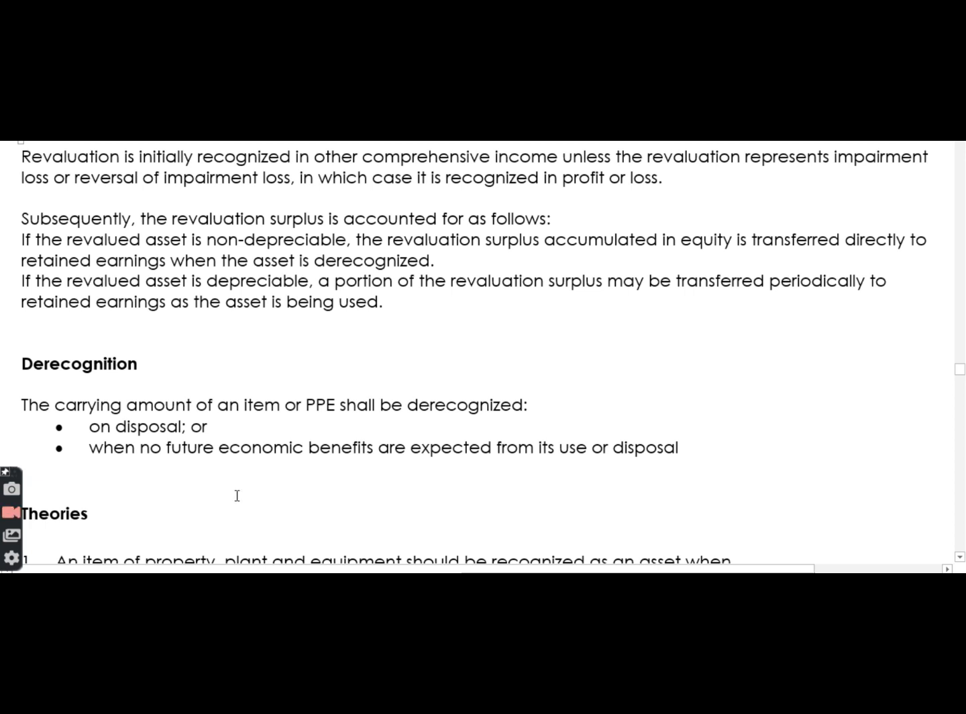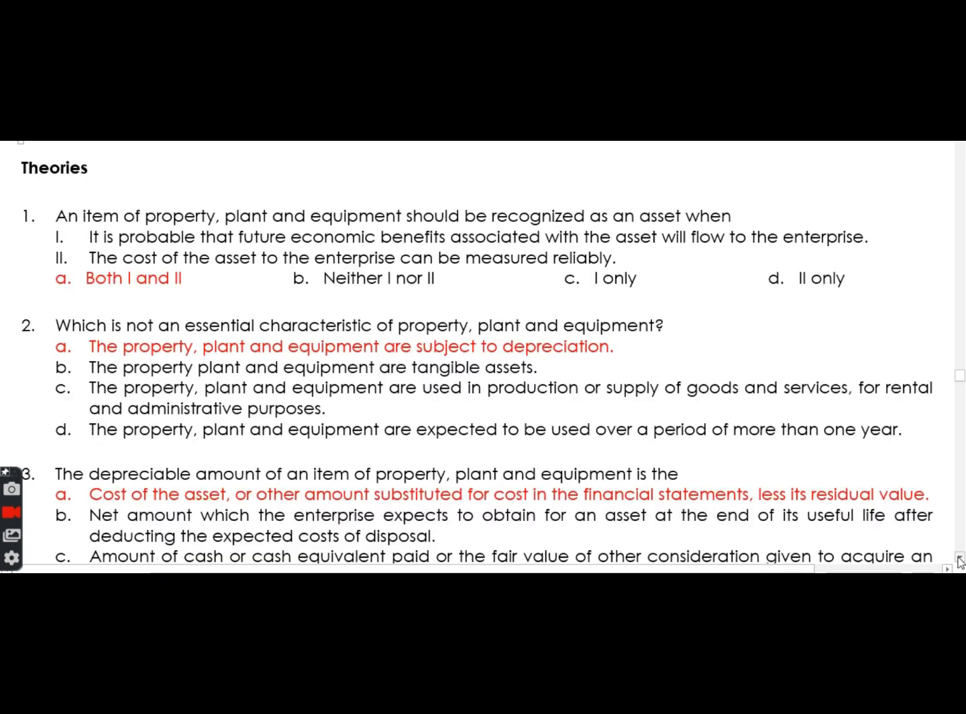So that's basically the end of the discussion of the summary and the issues relating to property, plant, and equipment. Okay, let's proceed with the theory questions for our sample illustrative questions relating to property, plant, and equipment. So let's start with question number 1.